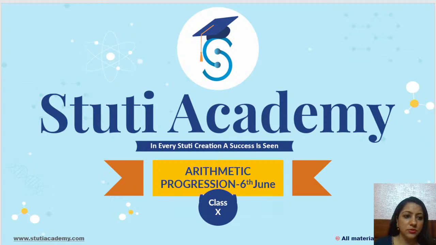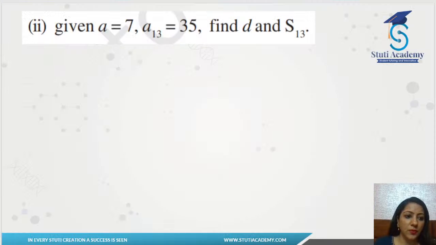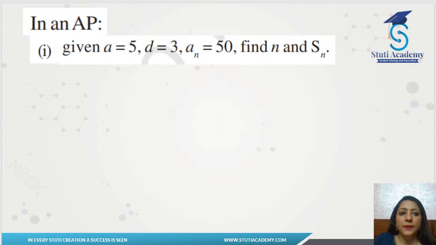Now coming to the first one, so we were discussing this one, the first one. In an AP, given a is equal to 5, d is equal to 3, an is equal to 50, we have to solve for n and Sn. So we know a is 5, we know d is 3, we also know the nth term, that is 50. We have to first solve for n.